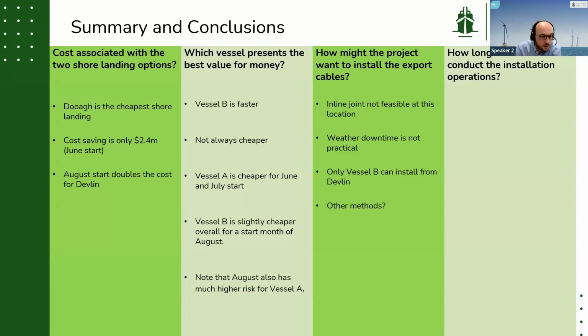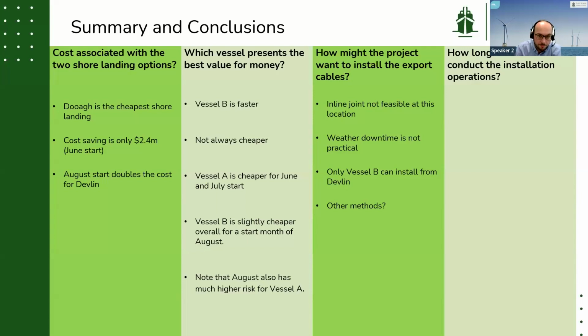Therefore, we can conclude that based on the models that we've done, only vessel B would be suitable for installing the cable from Devlin. And we'd recommend that we look at other methods, other vessels, potentially using an omega joint over an inline joint for vessel A, to see if we might be able to find some improvements on that.